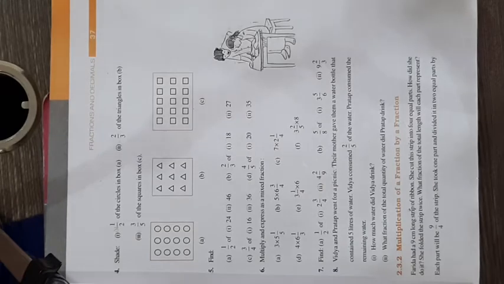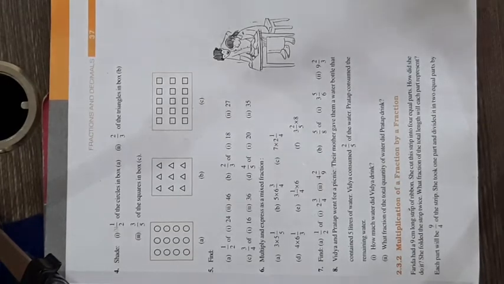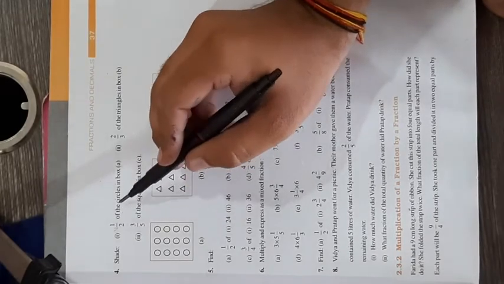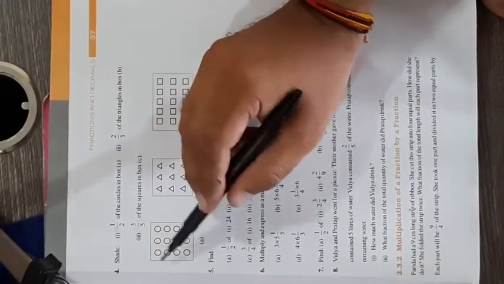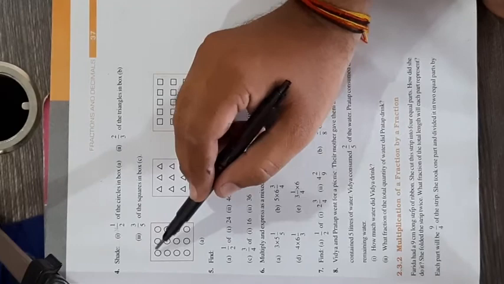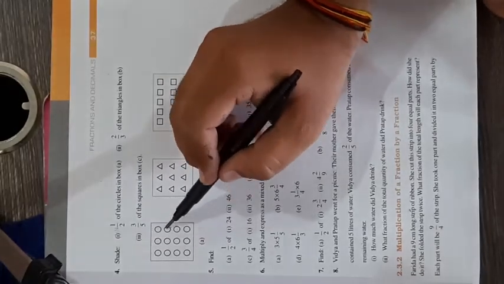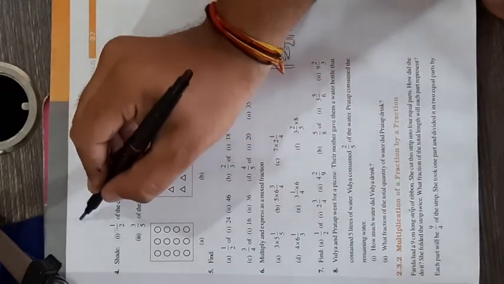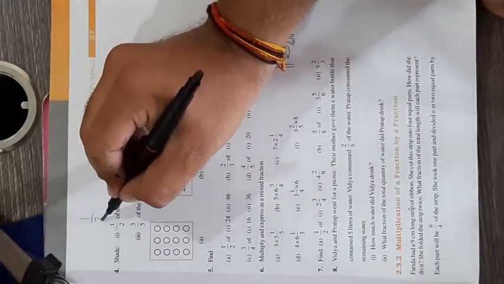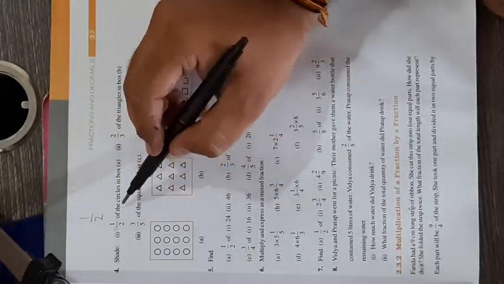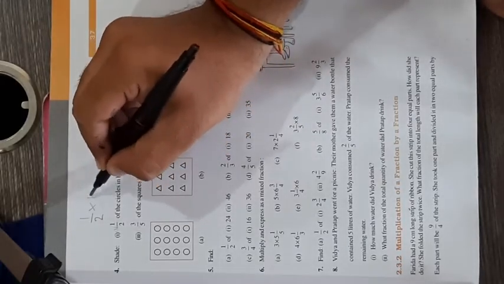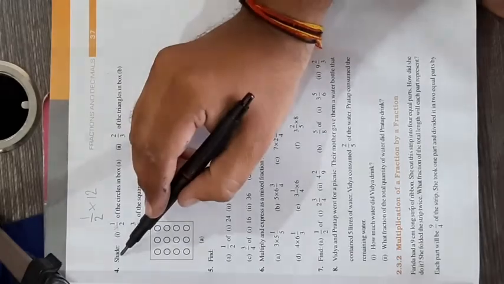So friends, now question number 4 is shade. We have to shade the 1 by 2 of the circles in box A. So in box A, total circles, let me count: 1, 2, 3, 4, 5, 6, 7, 8, 9, 10, 11 and 12. Total 12 circles are there. So from this 12, 1 by 2 of 12. So 1 by 2 multiplied by 12. We have to shade this.